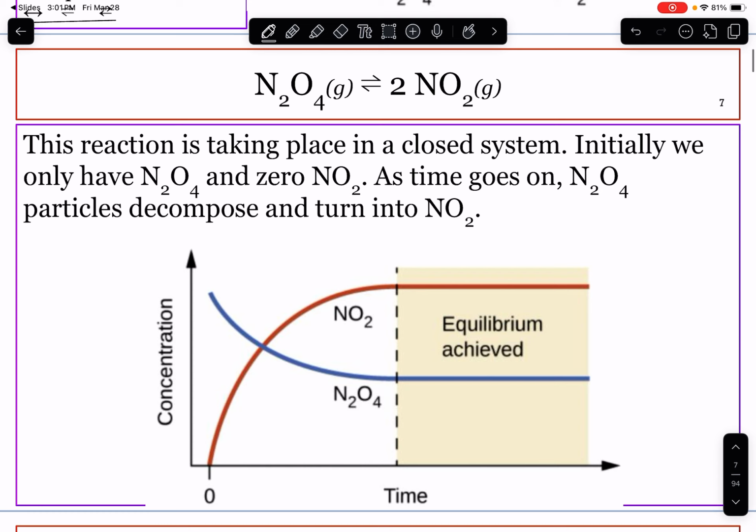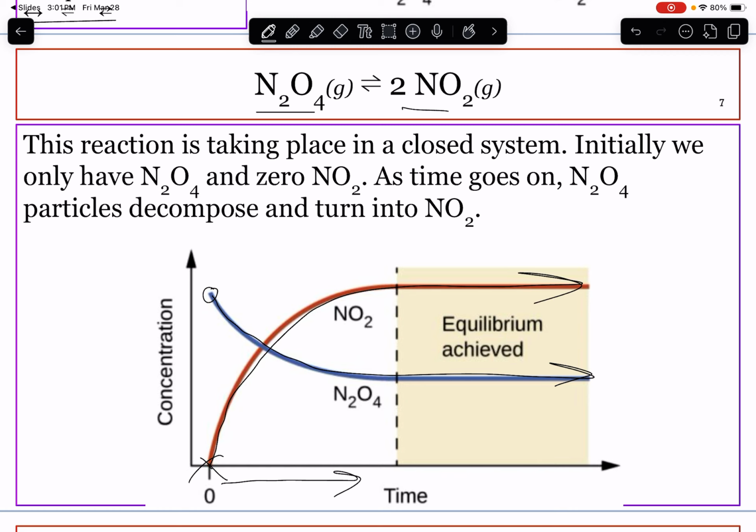This reaction is taking place in a closed system. Initially, we only have the reactant, N2O4, and that's right here on this graph at time 0. And at time 0, we have 0 of the product. But as time proceeds, on the x-axis here, the amount or concentration of our reactant starts to decrease until it levels off. And the amount of the product begins to increase until it also levels off.